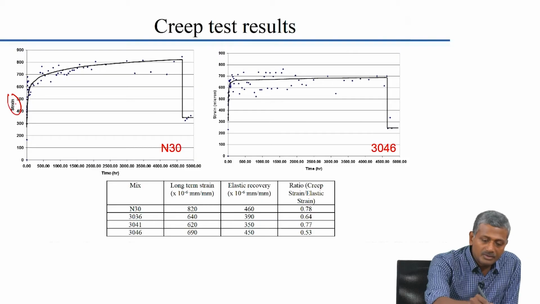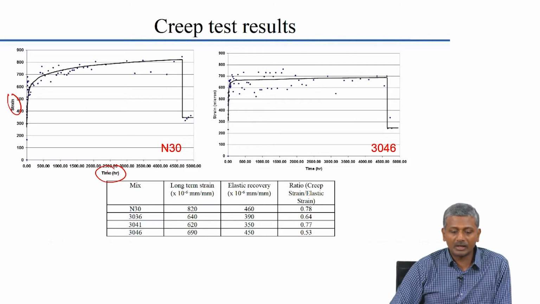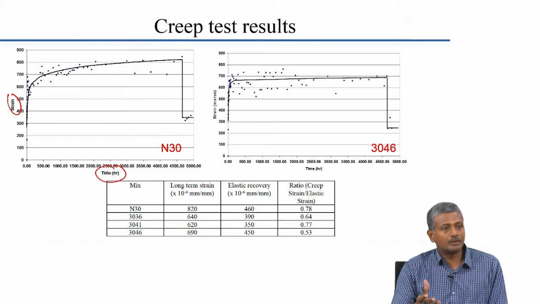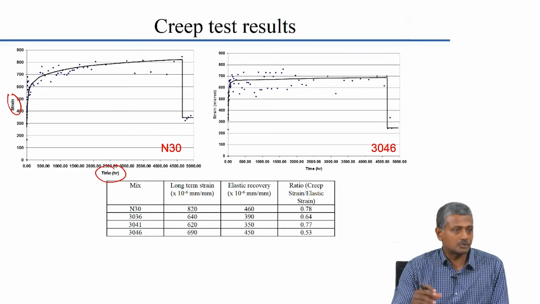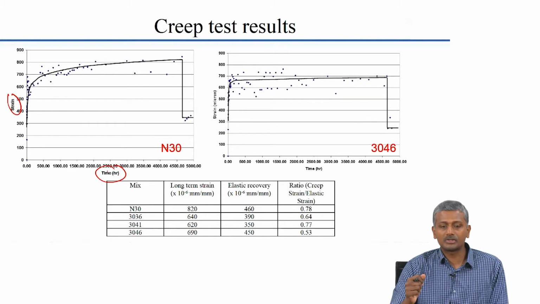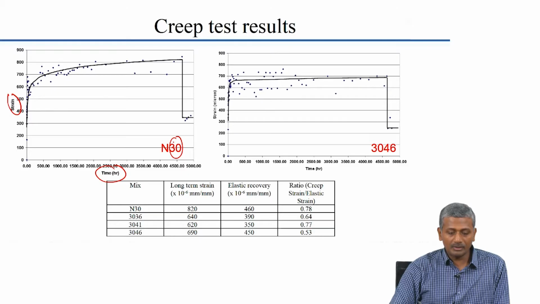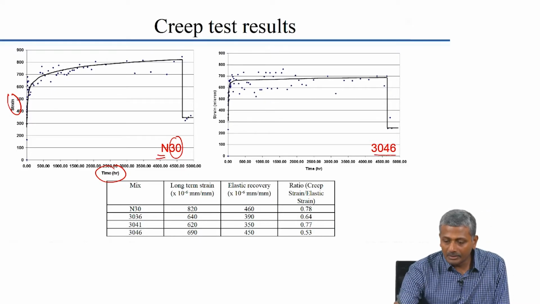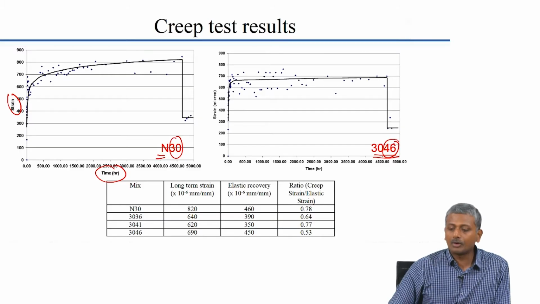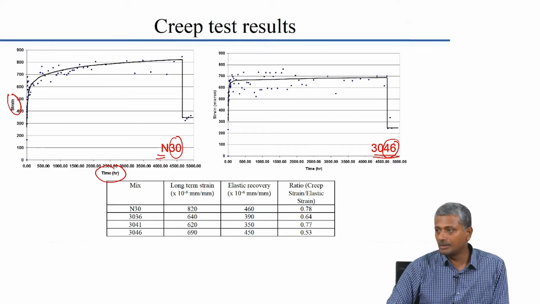You have the strain versus time being plotted on this graph here, and this is again for the set of high density concretes that we talked about earlier, when I explained how modulus of elasticity of high density concrete does not necessarily follow the IS relationship. So, here this is for 30 MPa grade high density concrete, and N denotes that this is normal concrete, not high density. 3046 is high density concrete with 4.6 gram per cubic centimeter density. So, that is very high density concrete.